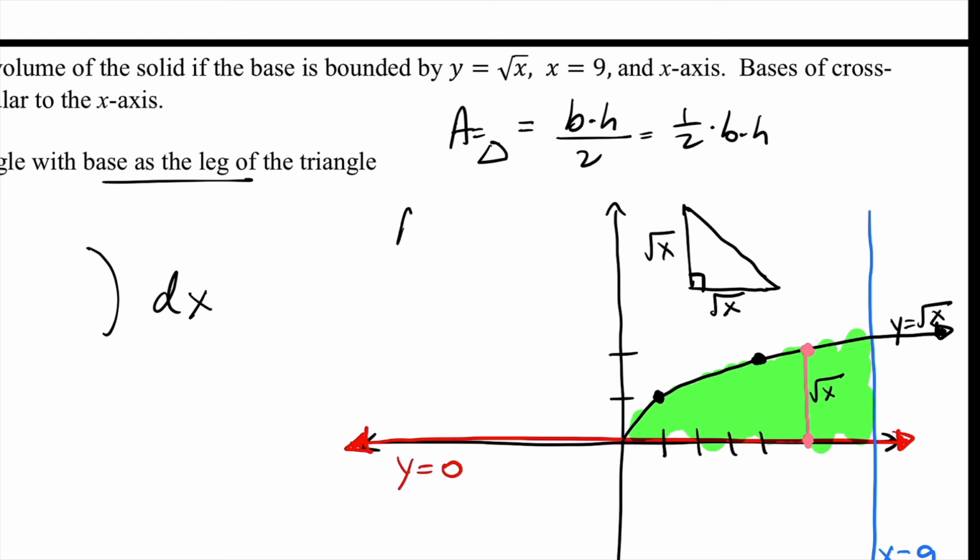So we have area equals the square root of x times the square root of x, divided by 2. The square root of x times the square root of x is the square root of x squared, or just x, over 2.